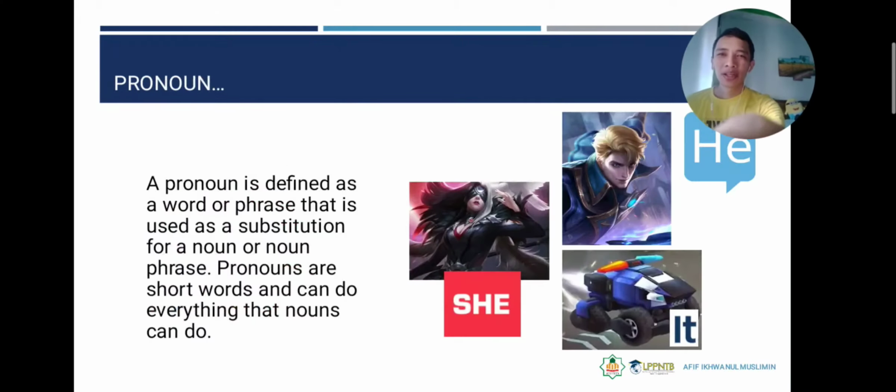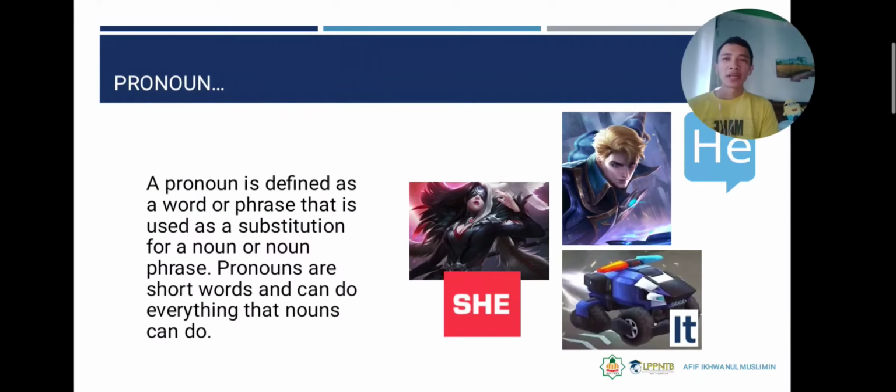So what is called a pronoun? According to the experts, a pronoun is defined as a word or phrase that is used as a substitution for a noun or a noun phrase. So when you have a noun, every noun can be represented by a pronoun. Pronouns are short words that can do everything that nouns can do. A noun in a sentence is usually placed as the object or a subject. So when it is placed as a subject and you have many doers there, you can make it shorter by representing the long doers with a pronoun.